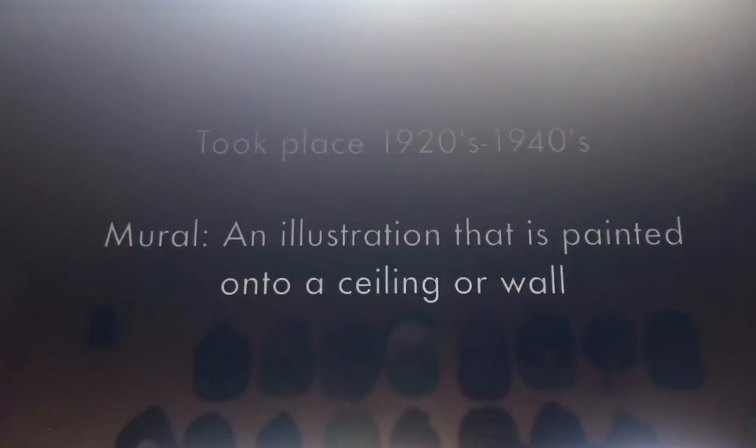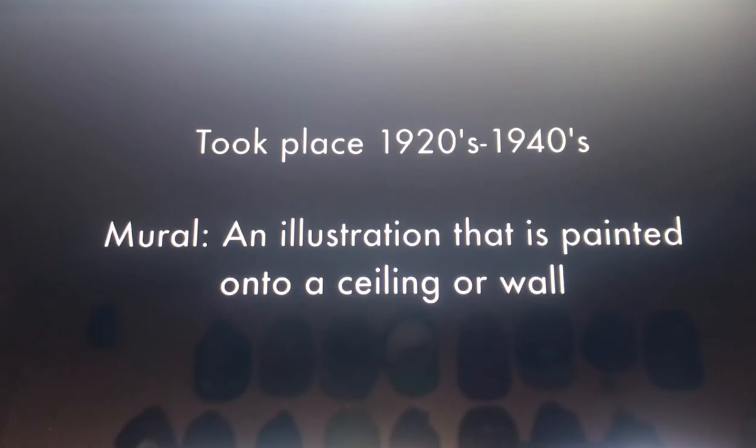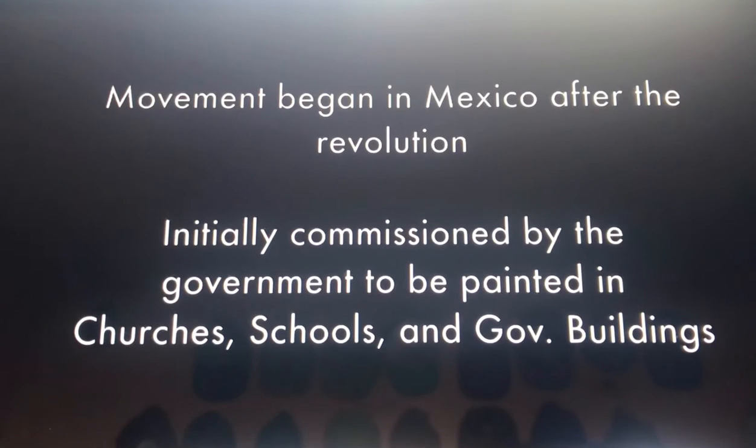The Muralist movement took place during the 1920s until the 1940s. A mural is any illustration that is painted onto a ceiling or wall. The movement began in Mexico after the Revolution, and the murals were initially commissioned by the government to be painted in churches, schools, and in high-profile government buildings.